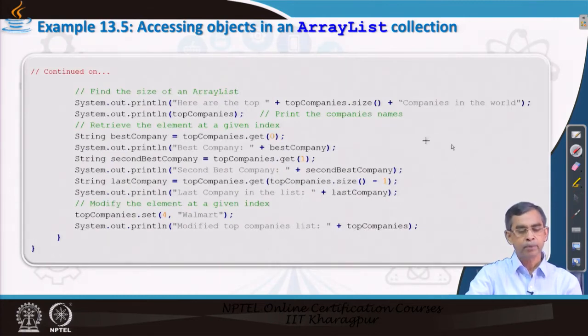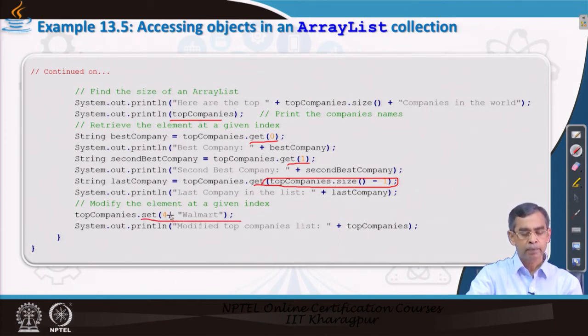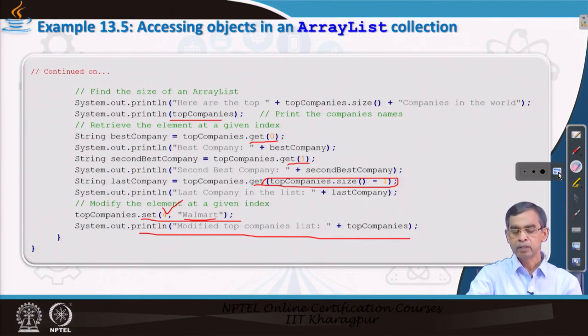Now, these are a few examples here on the created collection topCompanies, and here you see get(0) basically returns you the first element in the ArrayList collection, get(1) the next element, and so on up to the last element. And here you see set(4), that means in the fourth location whatever element is there will be replaced by another element, Walmart, and then it will print the modified list after the get, set, and everything. So, these are the few methods which you can see.